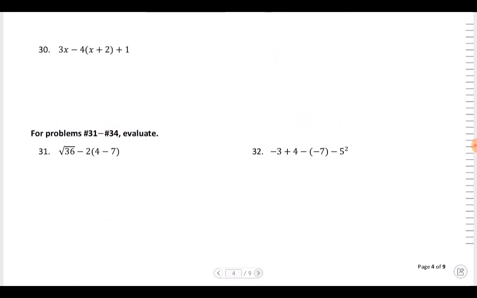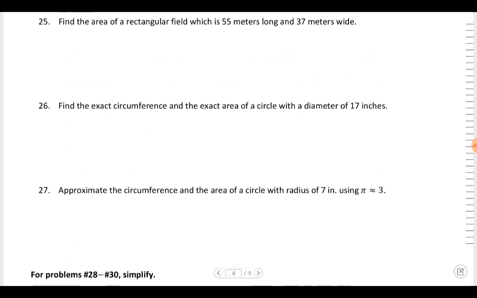All right, number 25. Find the area of a rectangular field, which is 55 meters long and 37 meters wide. Okay, so again, I don't know if we necessarily need the picture, but I'll draw it. And we're looking for the area here of a rectangle. So area of a rectangle is length times width. And my length is 55 meters. And then the width is 37 meters. So that's W there.